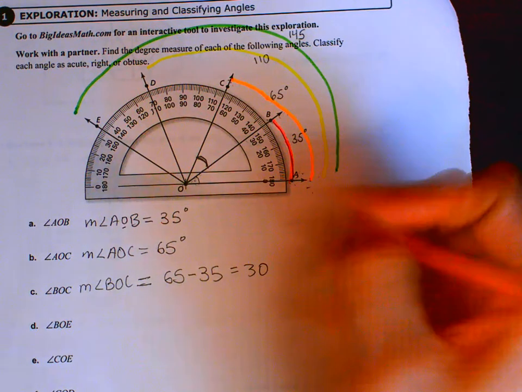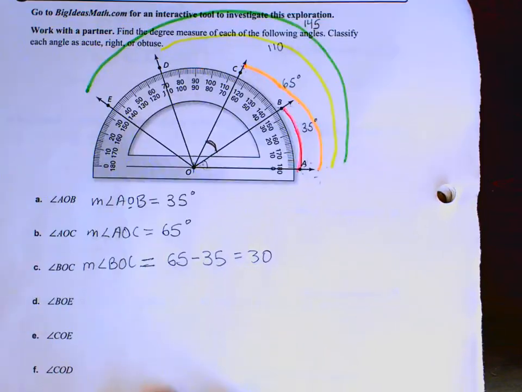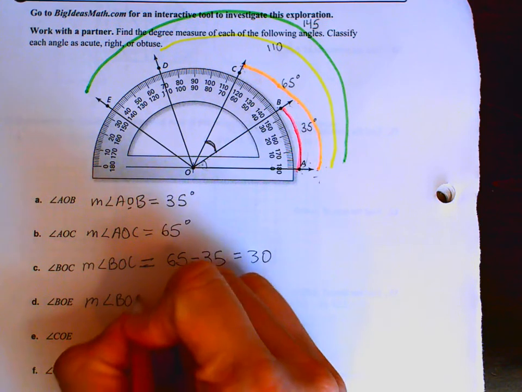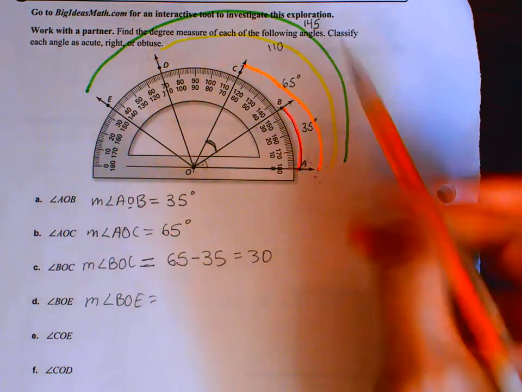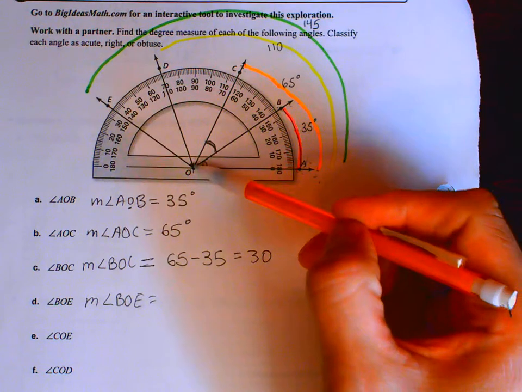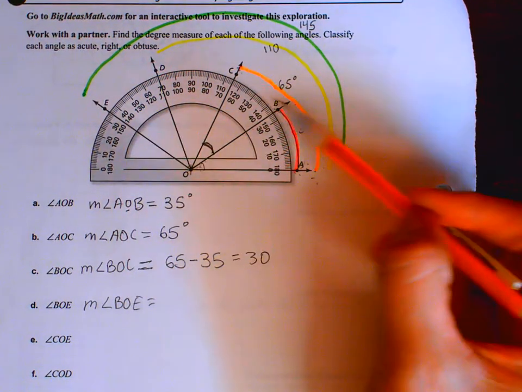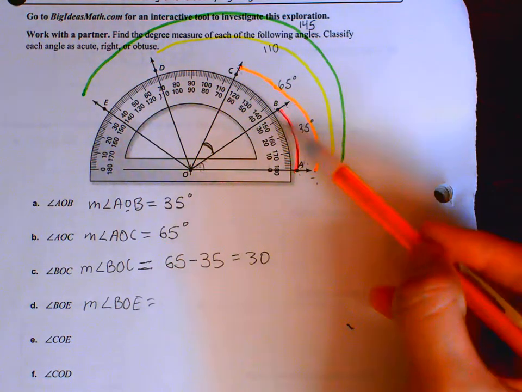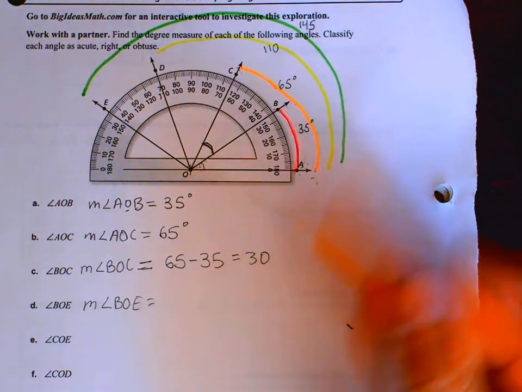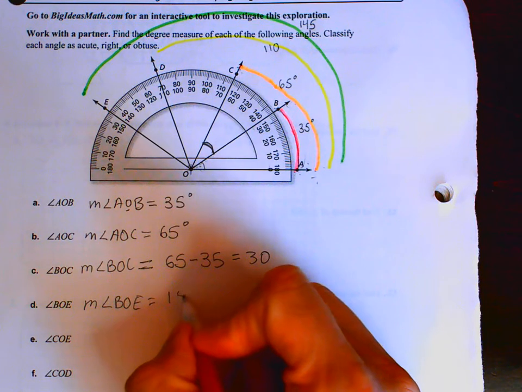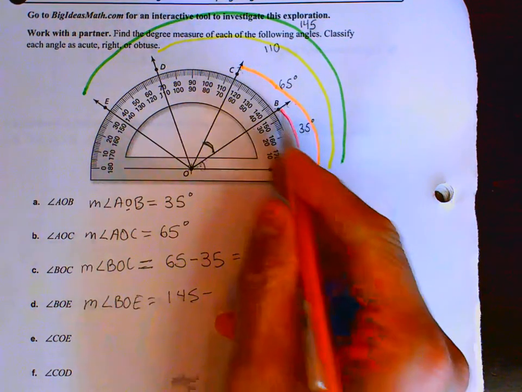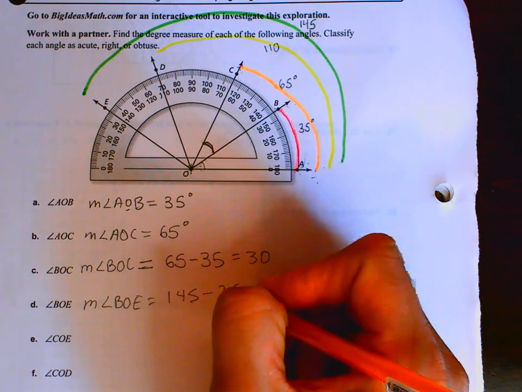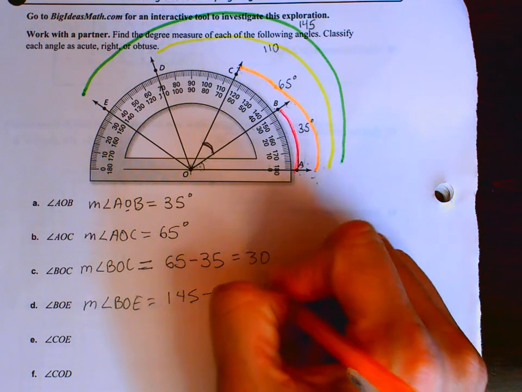Okay. All right, the next one, angle BOE. The measure of angle BOE. That is this angle, BOE. So to get this angle right here, I have to subtract the large angle minus this little piece right here. So that would be the equivalent to 145 take away 35, which happens to give me 110.